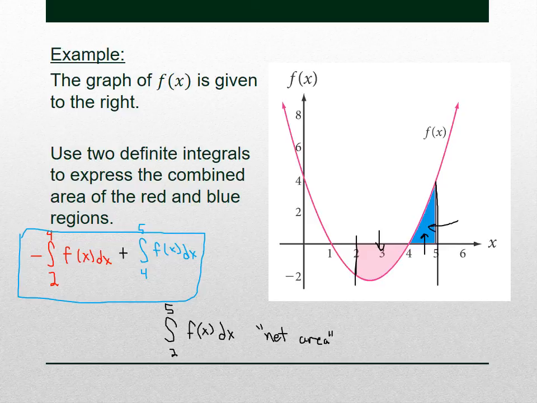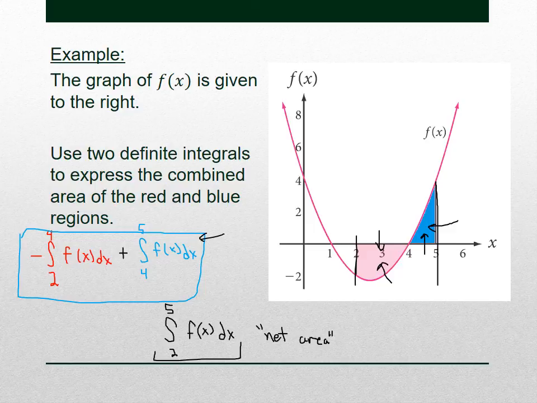And that will take the area of the part that's above the x-axis and count it as a positive number, and the area of the part that's below the x-axis and count it as a negative number, and just add that up. That's what the net area is: the stuff above the x-axis gets counted as positive, and the area below the x-axis gets counted as negative. If you just take the antiderivative, the definite integral from 2 to 5, you'll get that net area.